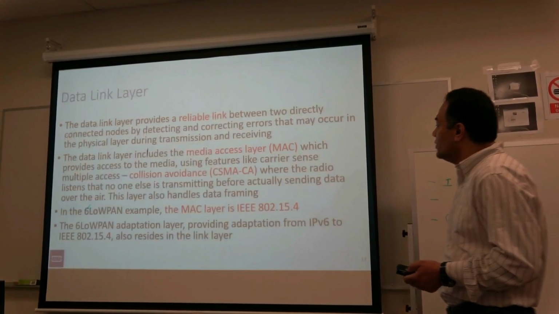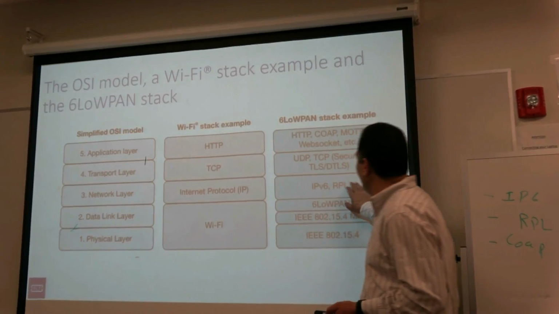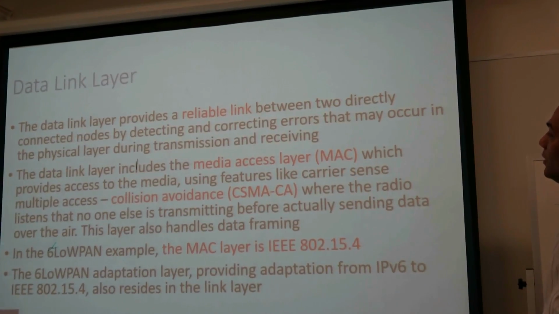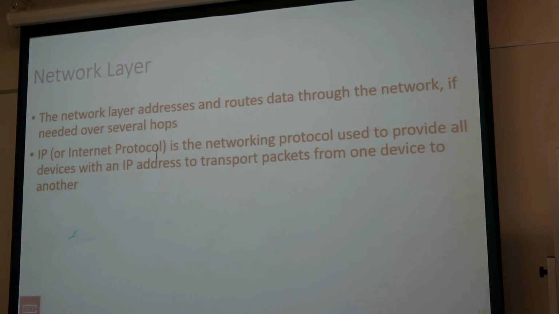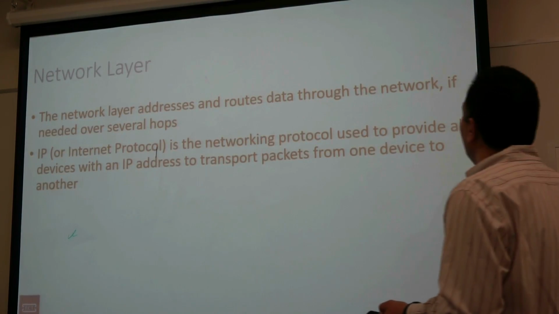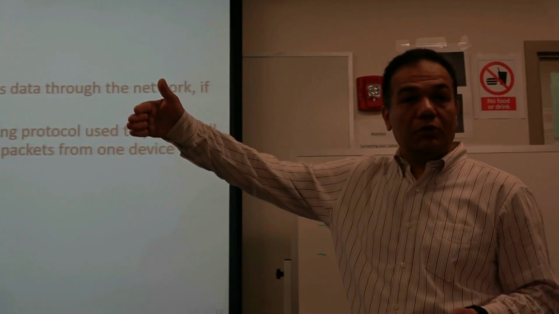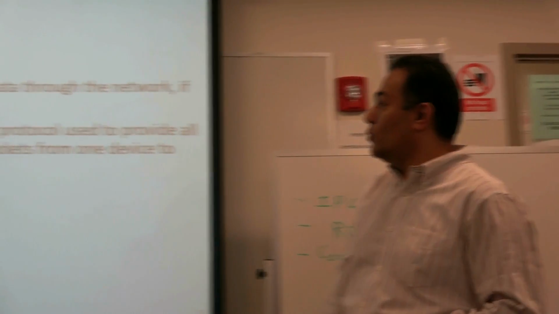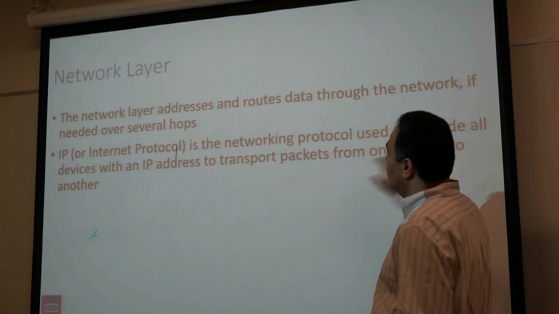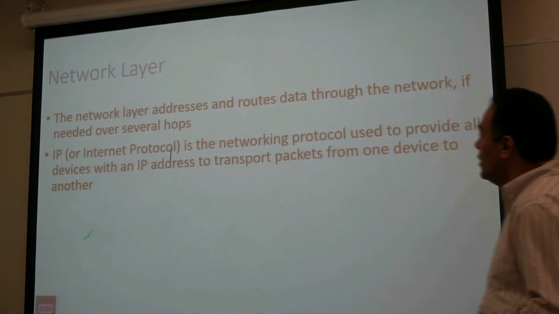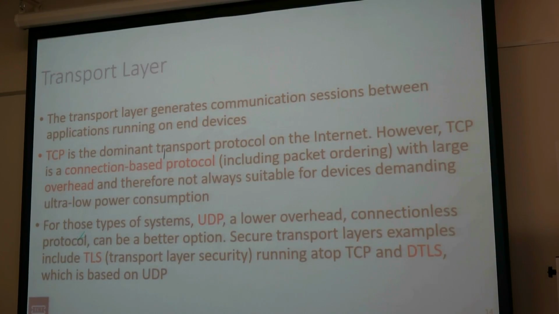At the network layer, where's the network layer? Here. The network layer handles the routing between two networks, where the data goes over multiple hops. A hop means a router or a network. So IP is the networking protocol used to provide all devices with an IP address and to transport packets from one device to another.